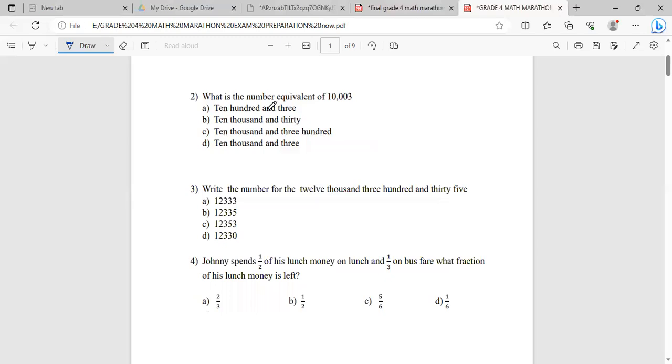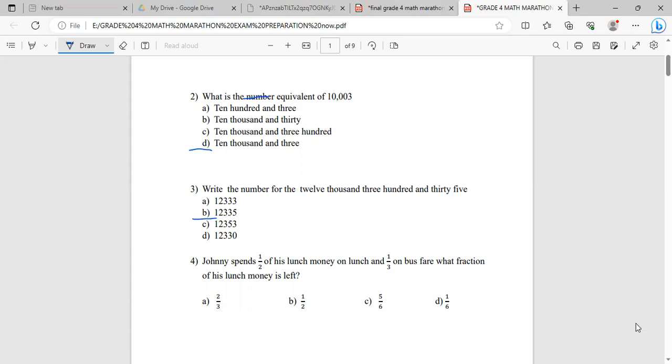What is a number equivalent of 10,000? This should have been the words equivalent. So this should have been word. What is the word equivalent of 10,003? And that would be D also. 3 says, write the number for 12,335.